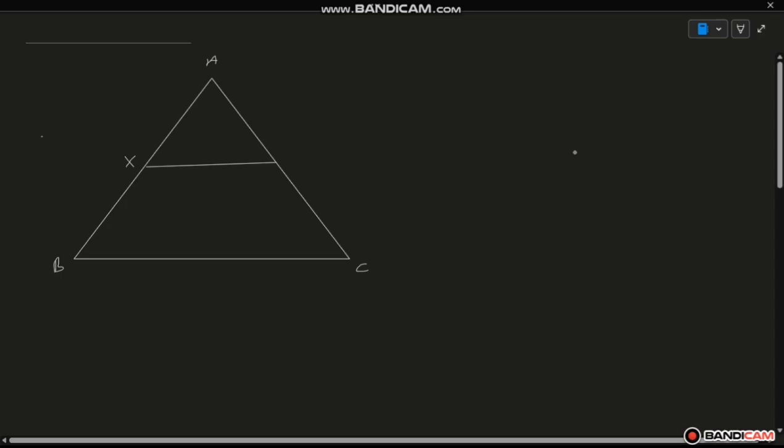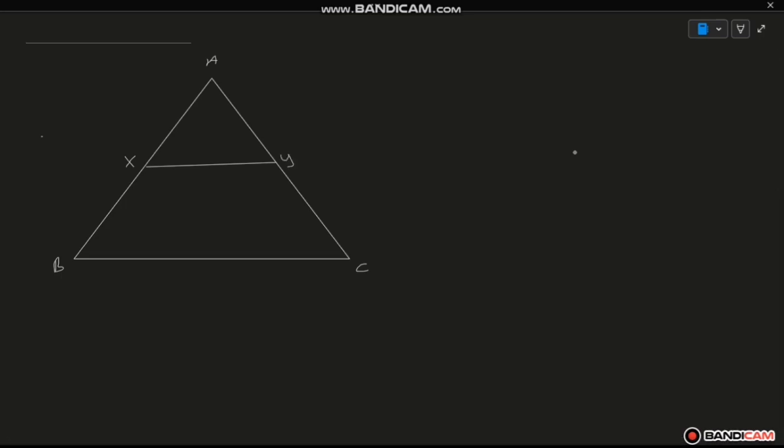Hope you're good, guys. I'm going to show you how to see if there is a midpoint theorem or not. Okay, then let me draw a line here. Then let's name our triangle. This is triangle A, B, and C. Then let's say this line here is XY.